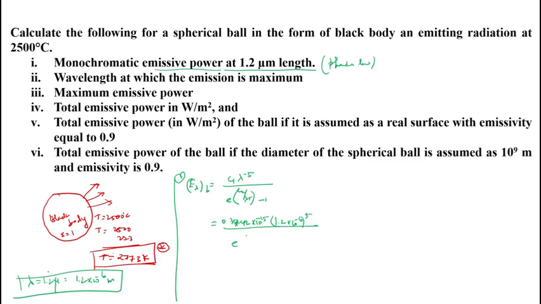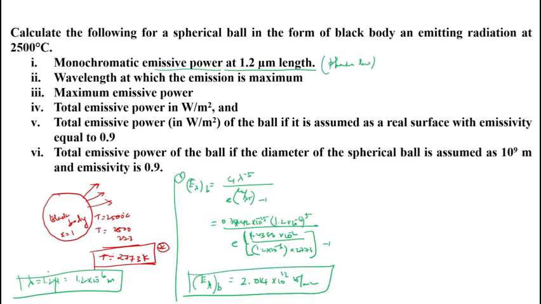Then exp of C2, which is a constant equal to 1.4388 into 10 to the power of minus 2 meter Kelvin, divided by lambda, that is 1.2 into 10 to the power of minus 6, into temperature 2773, minus 1. After substituting the values, we get the monochromatic emissive power at the given wavelength and temperature, which is equal to 2.014 into 10 to the power of 12 watt per meter square.